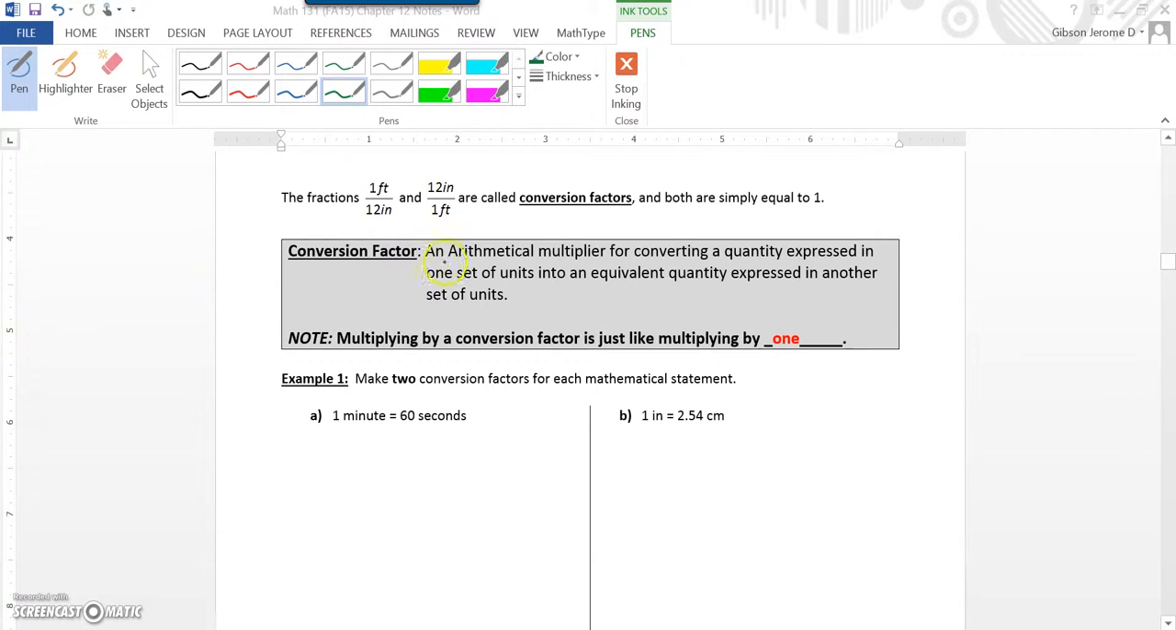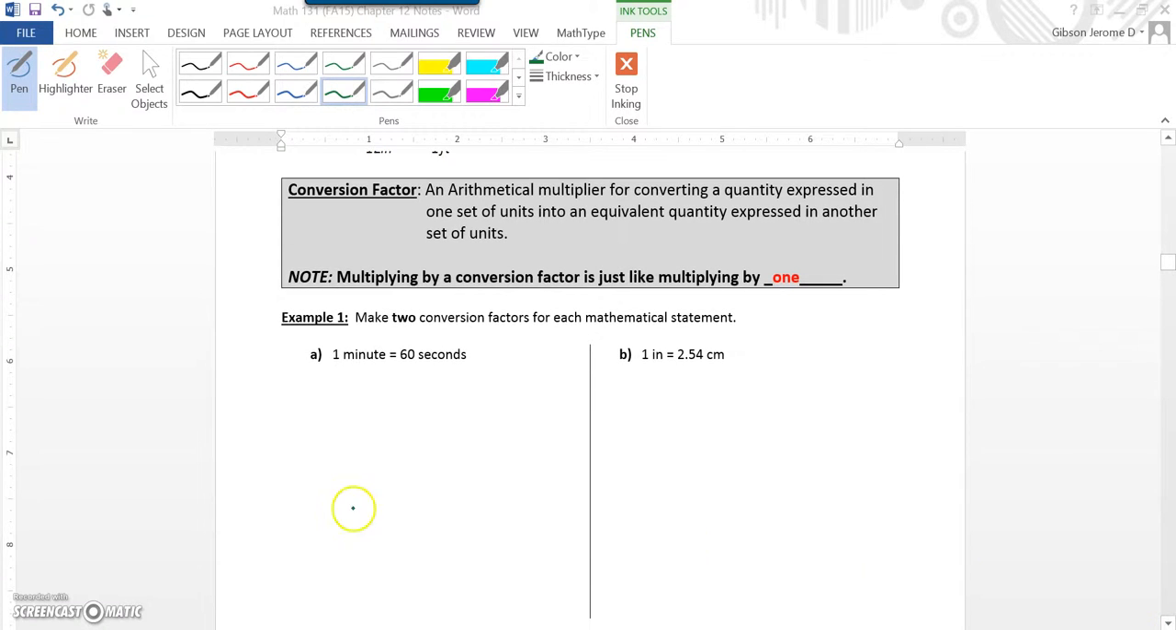Now, conversion factor: an arithmetical multiplier for converting a quantity expressed in one set of units into an equivalent quantity expressed in another set of units. Note, multiplying by a conversion factor is just like multiplying by 1. It says here, example 1, make 2 conversion factors for each mathematical statement. So it's basically what we just did before.